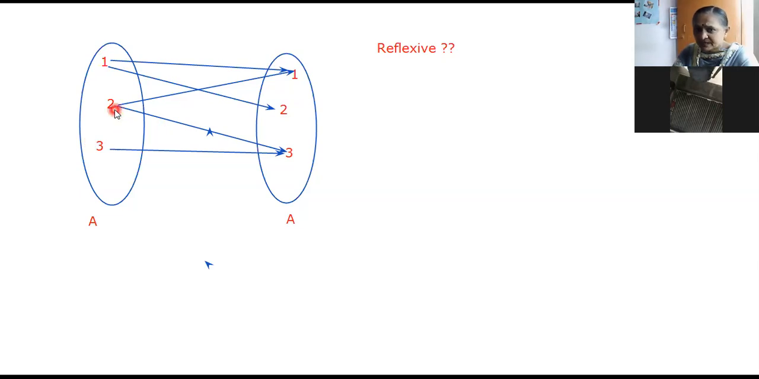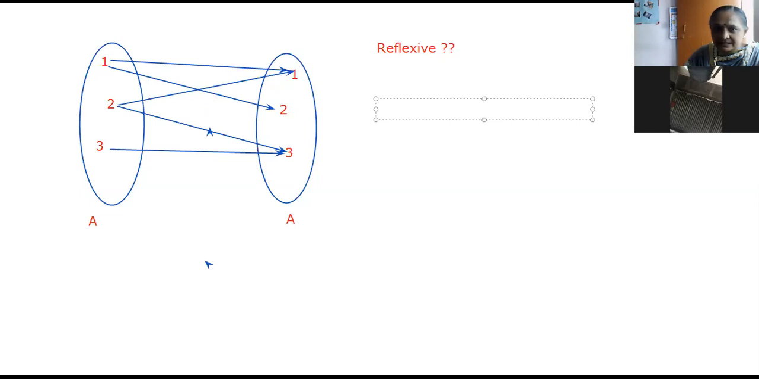What about two? Is two related to itself? No, there is no relation from 2 to 2. What about 3? Yes, 3 is related to itself. If every element is related to itself, we call it reflexive. So what is your opinion? Is this relation reflexive? No, because 2 is not related to itself. So what is your answer?